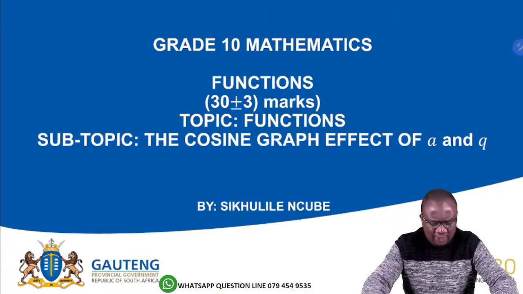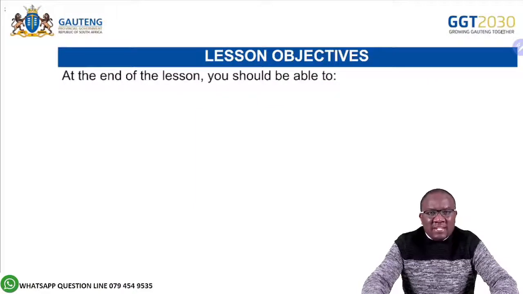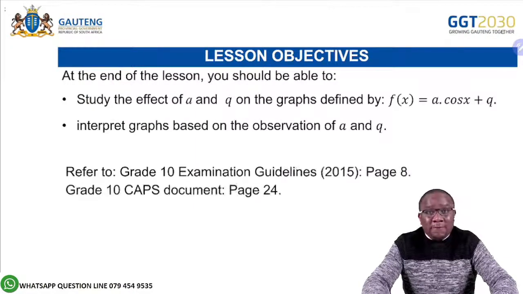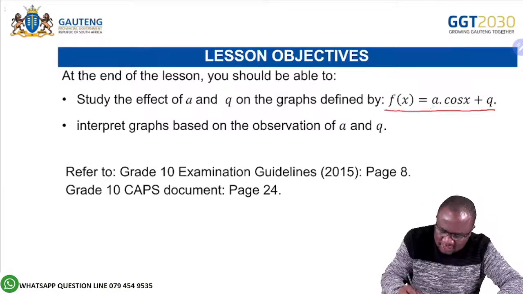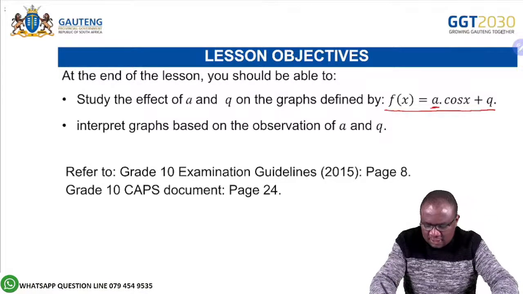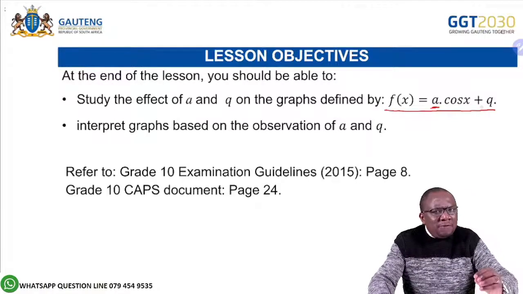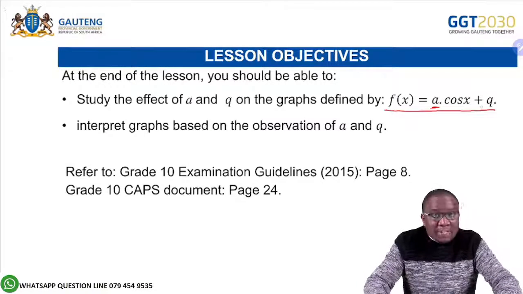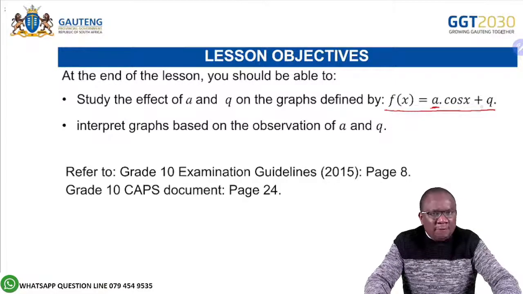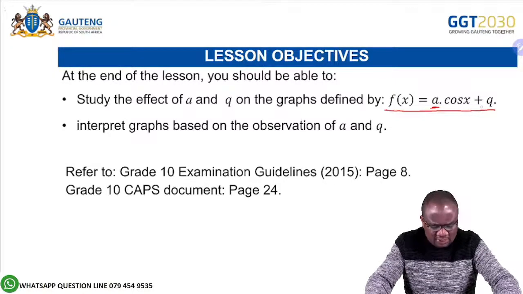Are you ready? Okay. Right. So at the end of this lesson, you should know the effect of a and q on the cosine graph, on the graph of the form f of x equals a cos x plus q. Do you see the a there? The coefficient of cos x. Now you should be familiar with the effect of q. What does it do? It's not going to be different from what you have done with the sine graph and the other algebraic functions, okay? Right. We're going to interpret graphs based on the observations of a and q. That's what we're going to do in today's lesson.